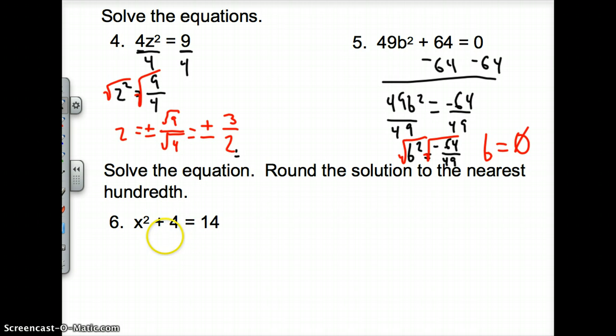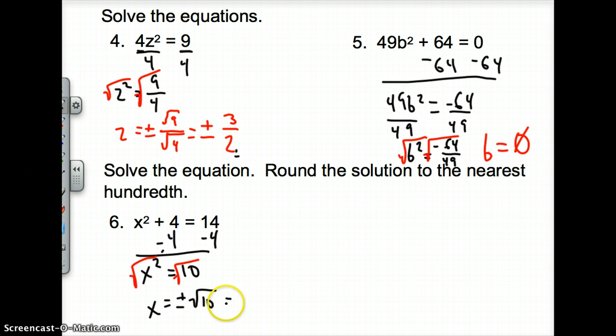So again, we're going to solve for x squared by subtracting 4 to the other side to come up with x squared equals 10. How do you undo a square? You have to square root it. So then x equals positive negative square root of 10. Well, what's the square root of 10? The square root of 10 is 3.16 rounded to the nearest hundredth, and that is positive negative 3.16.